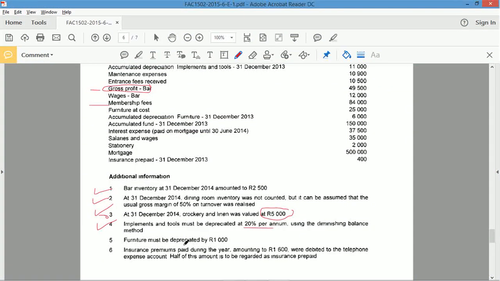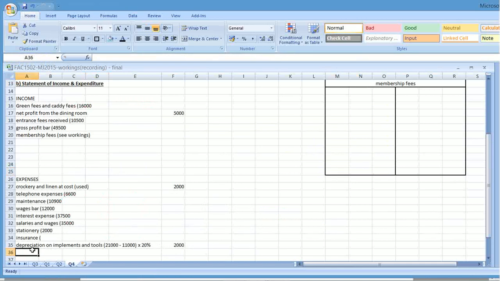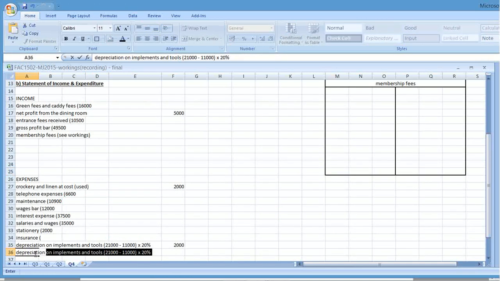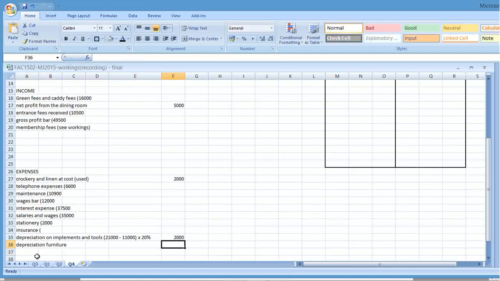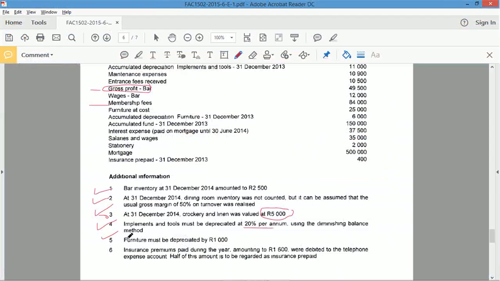Next, furniture must be depreciated by 1,000. That's easy. £1,000. Insurance premiums paid during the year amounted to 1,600. Were debited to the telephone expense account. Okay, that's bad. That means that telephone actually has my insurance. I need to show it separate.